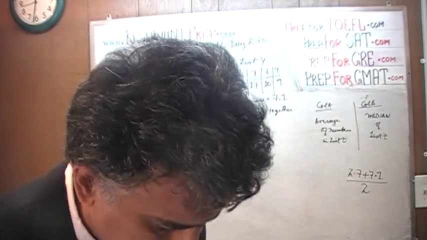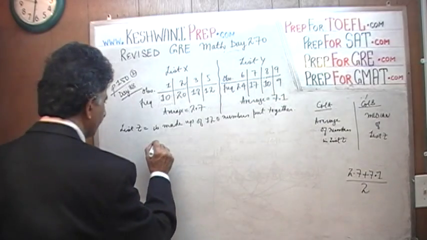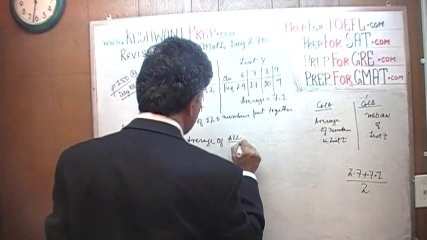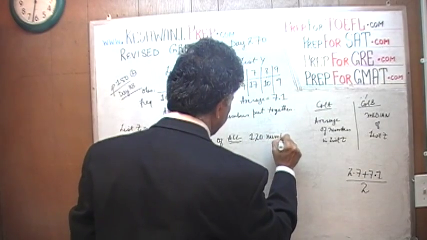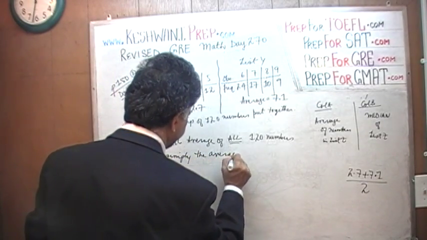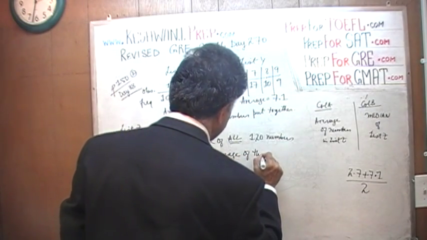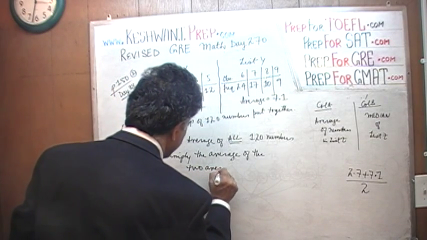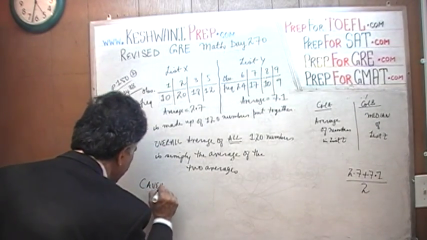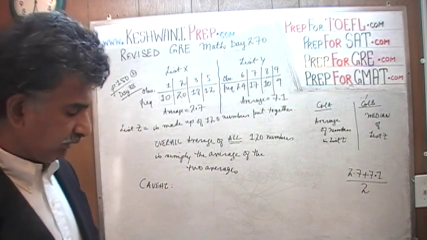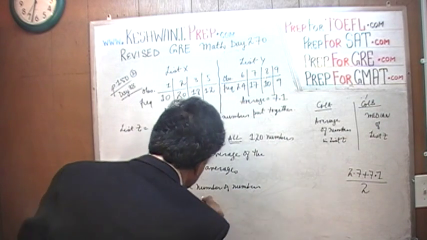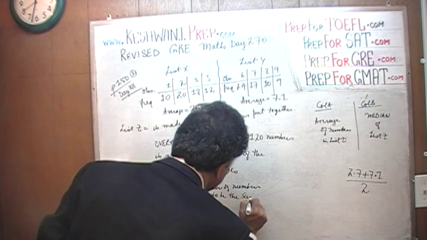So let's make a note of what we just learned. The overall average of all 120 numbers is simply the average of the two averages. Provided what? There is a caveat. There is a condition. Provided that the number of numbers has to be the same in the two lists.